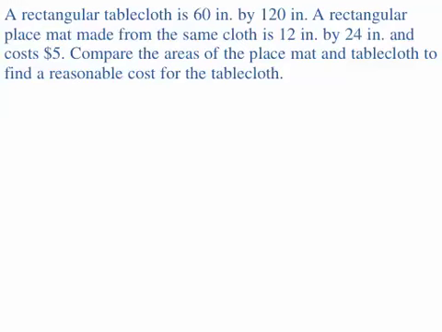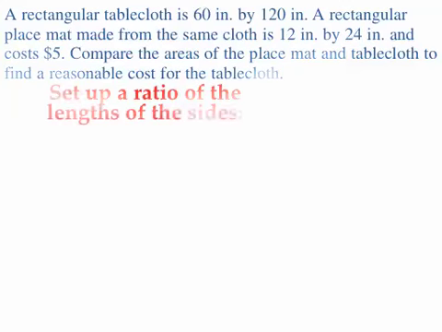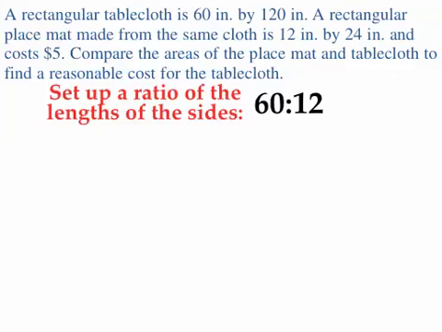The first thing that I need to do is set up a ratio of what I am given, which is the side lengths. I chose to set up a ratio of 60 to 12, the shorter sides of the tablecloth and the placemat. You could also set up this ratio as 120 to 24, which would be the longer sides of the tablecloth and the placemat. Either ratio that you set up can be reduced to 5 to 1.